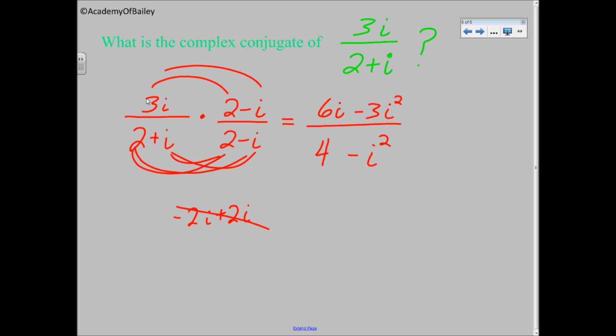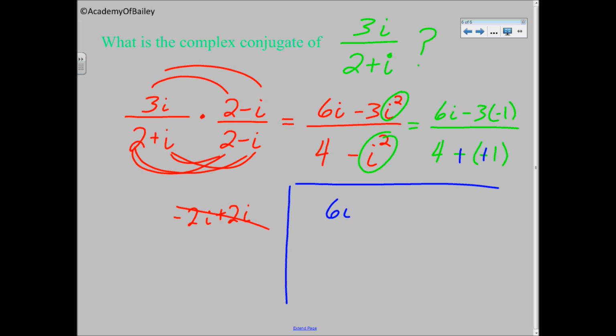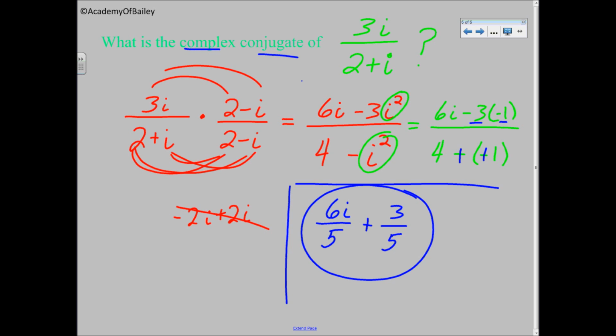Alright, well, we know that i squared is negative 1. So we're going to plug negative 1 in here for i squared. And we're also going to plug negative 1 in here for i squared. And this becomes a plus. And so now we are left with 6i over 5. Negative 3 times negative 1 is going to be a positive 3 over a positive 5, which is a positive. And so there's the standard form of the complex conjugate of that right there.